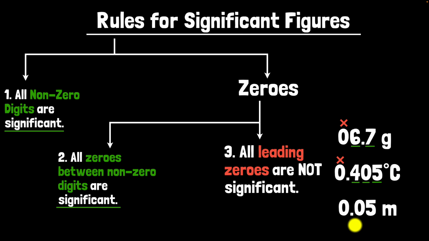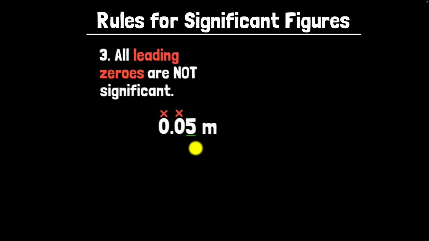Let's take another one. How many does this have? Well, this one is significant. And look, these both are leading zeros. They're not significant. And therefore, this measurement has only 1 significant figure. Now, at this point, we might have a few questions. So let's dig a little deeper into this.